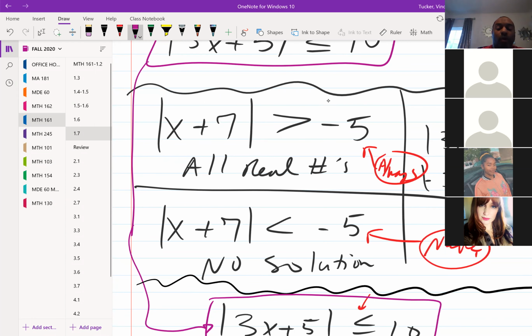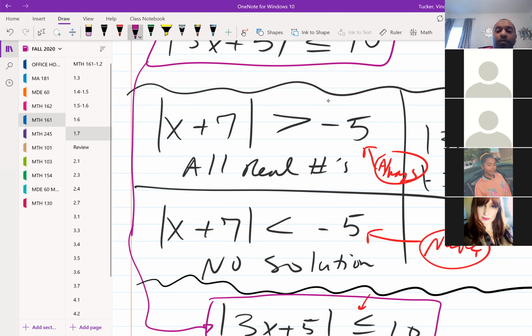Now, if I want to know when is the absolute value of x plus 7 less than negative 5, the answer is never. So the result would be no solution. The absolute value will never be less than a negative number, because remember, the result will always be positive. Don't forget, you can never make this deduction until you've isolated the absolute value quantity. That's why we had to solve for it, get the absolute value quantity on one side by itself. And then you can come to your conclusion.